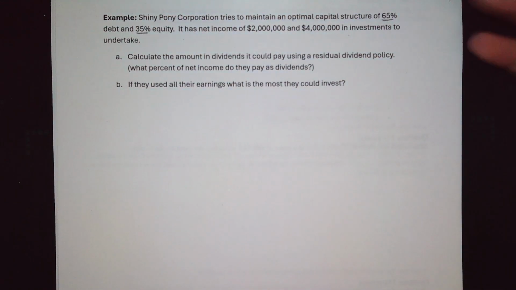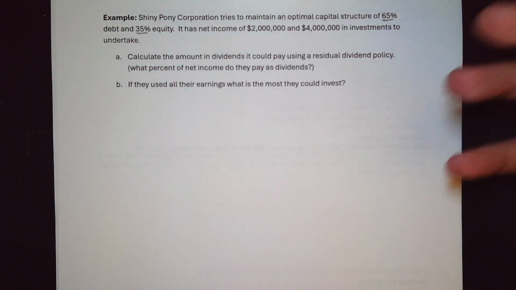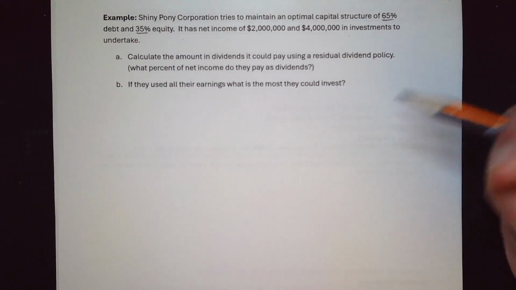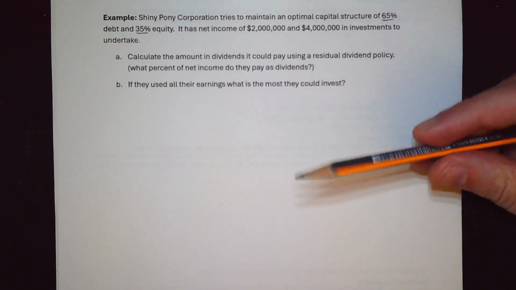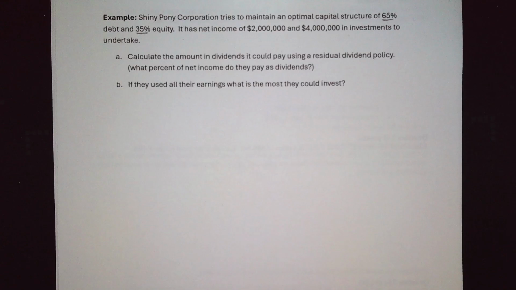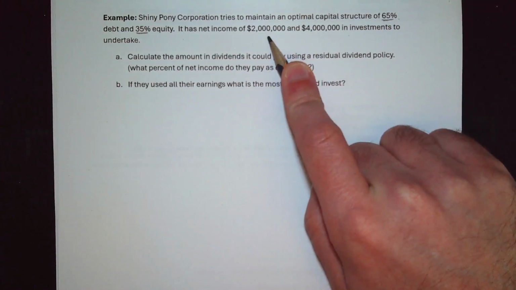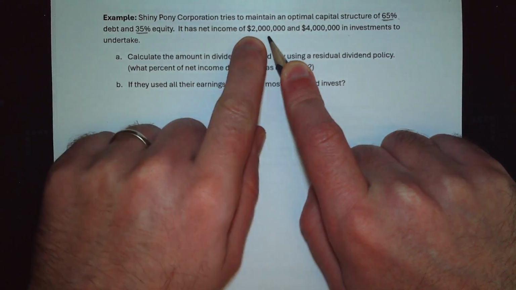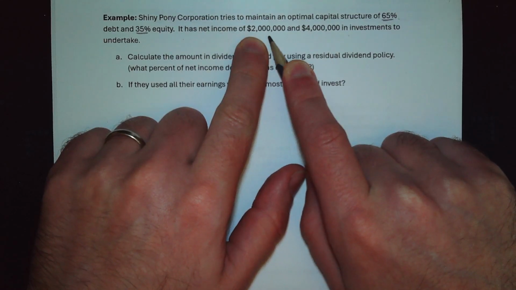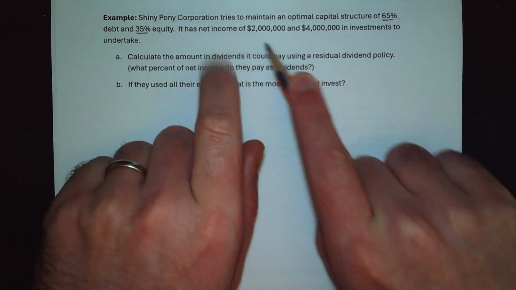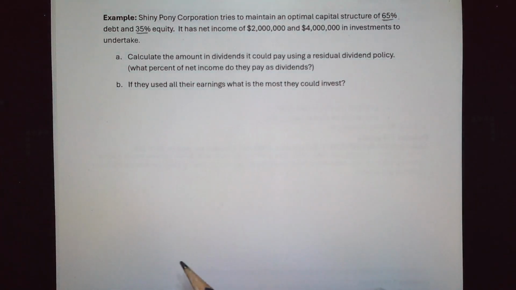This firm is only using 35%. Every time it finds a project of a value of $100, it will use $35 of equity and $65 of debt. Okay, so if it has net income of 2,000, well, that 2,000 will just represent 35% of all the projects that it wants to undertake. And this is where the difficulty comes from for some students in these types of questions.